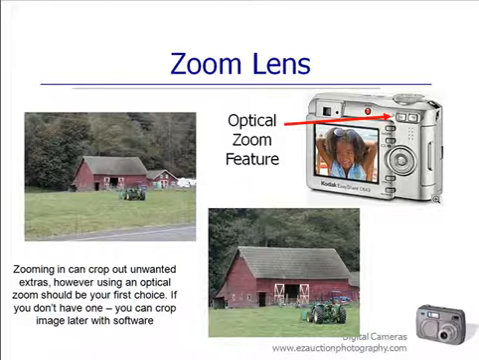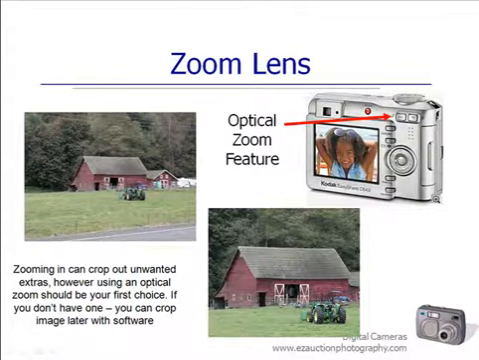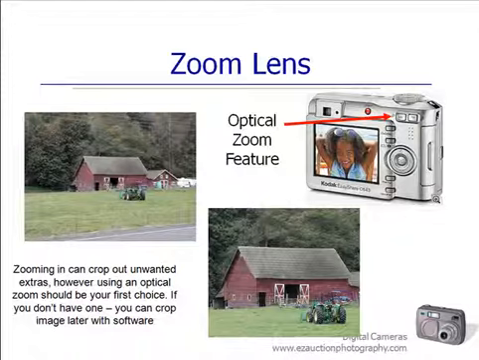I want to say that you should avoid using that other one called the digital zoom, because what a digital zoom does is it doesn't move glass to get you closer. It crops out pixels, like we were talking about at the very beginning. And in that case, let's say you wanted to make an enlargement of it, you have fewer pixels to work with.